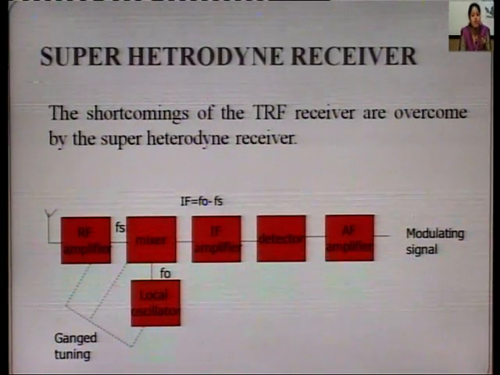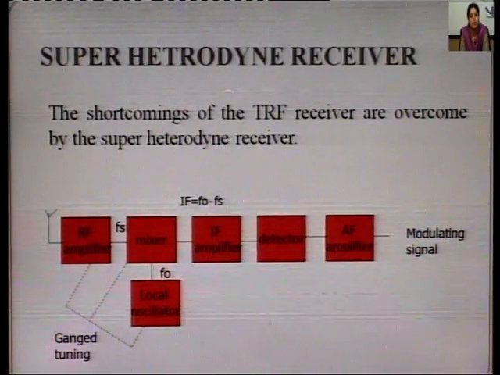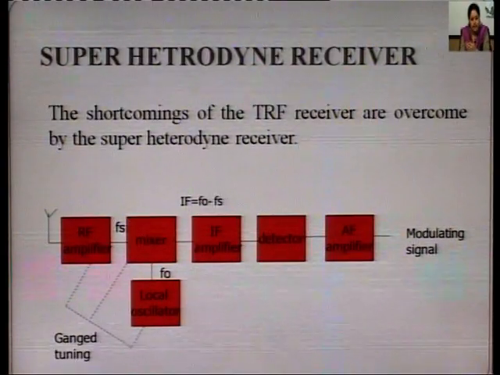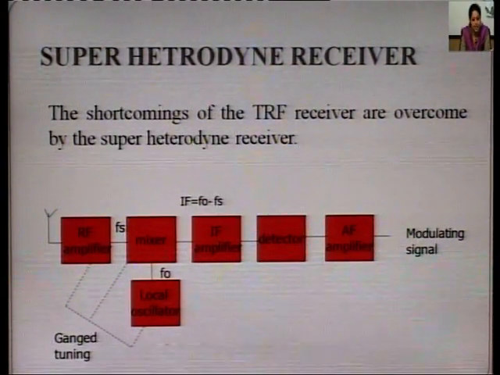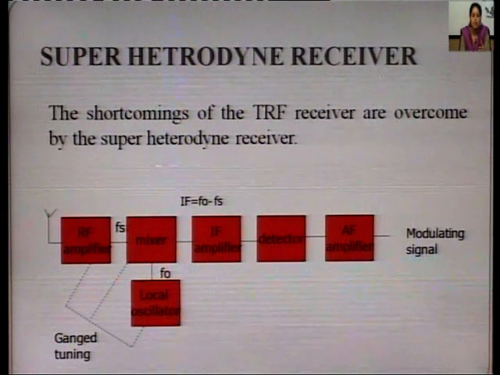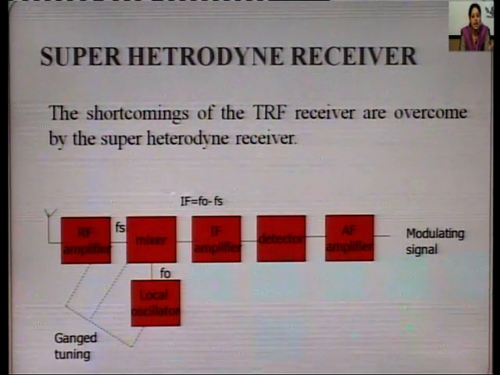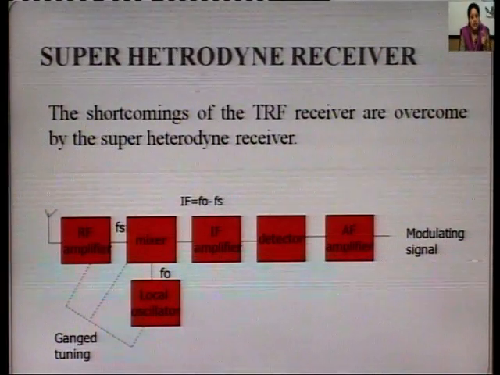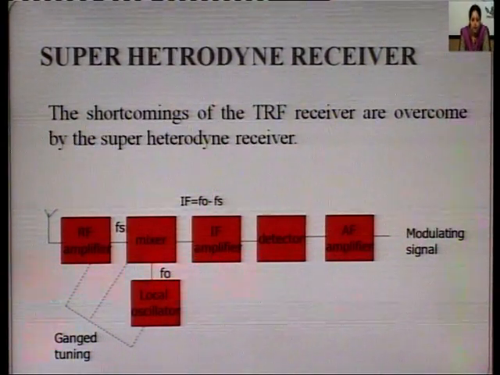We are proposing a concept of intermediate frequency in the superheterodyne receiver. This intermediate frequency is a lower frequency, where you are converting a higher frequency signal to a lower frequency signal, so that the drawbacks related to higher frequencies are overcome in the superheterodyne receiver. This is the basic block diagram of the superheterodyne receiver.